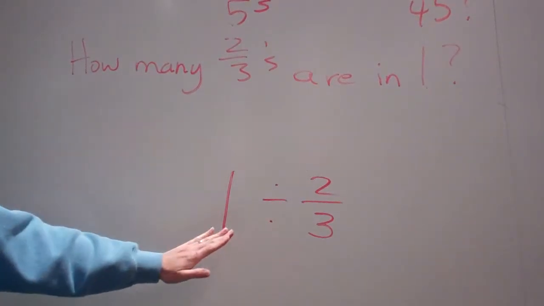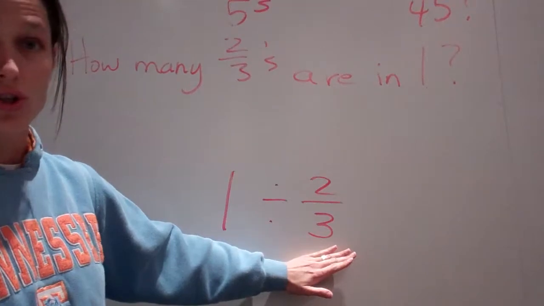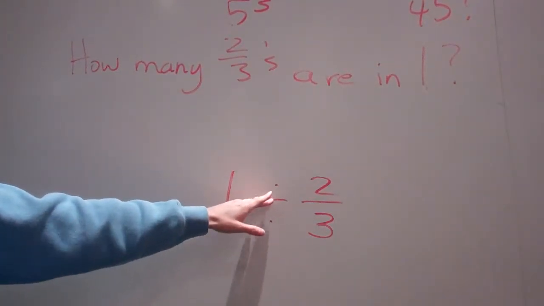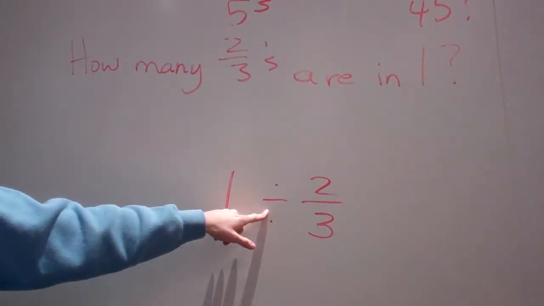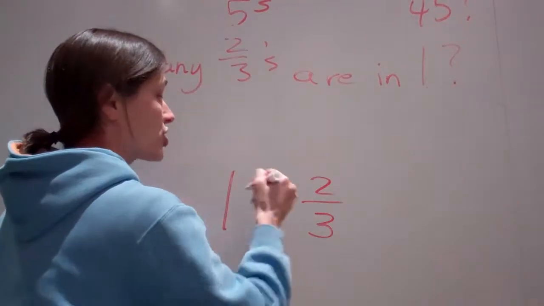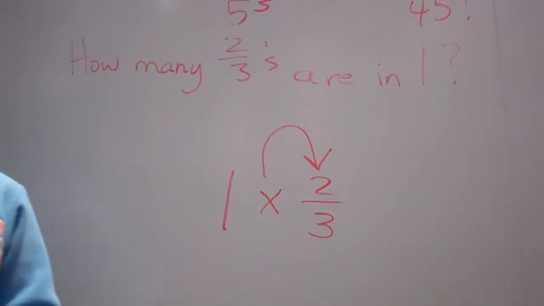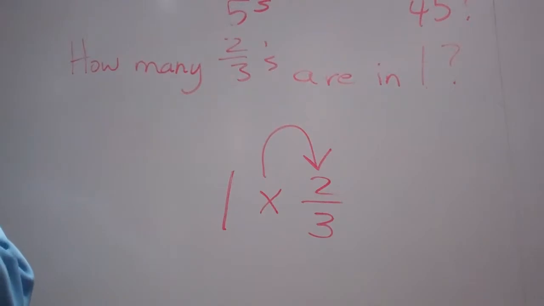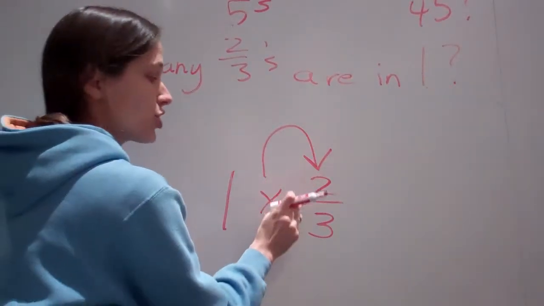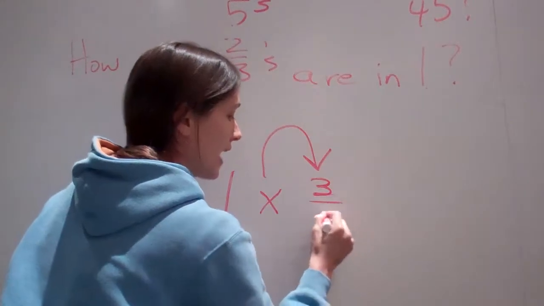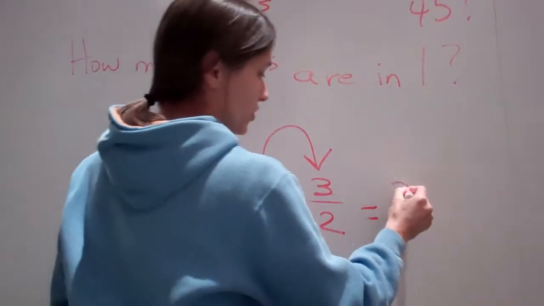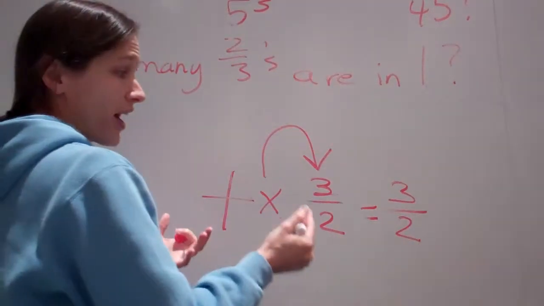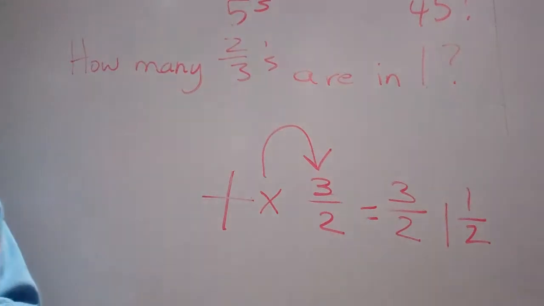It doesn't matter. Okay? 1 divided by 2/3. Look right here. What do I do with division? Can I divide fractions? Nope. I can only multiply fractions. So if I change this, what happens to this number? It switches around. It changes to its reciprocal. So 2/3 becomes 3/2. So when I multiply that, 1 times 3 is 3, and 1 times 2 is 2. My final answer is 1 1/2 once I make it into a mixed number.